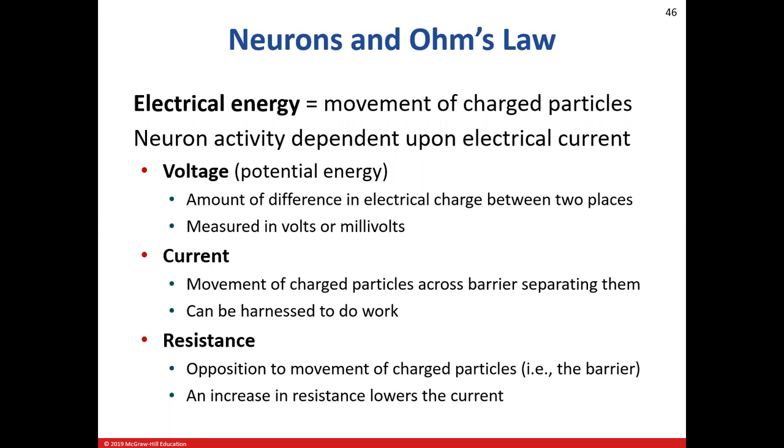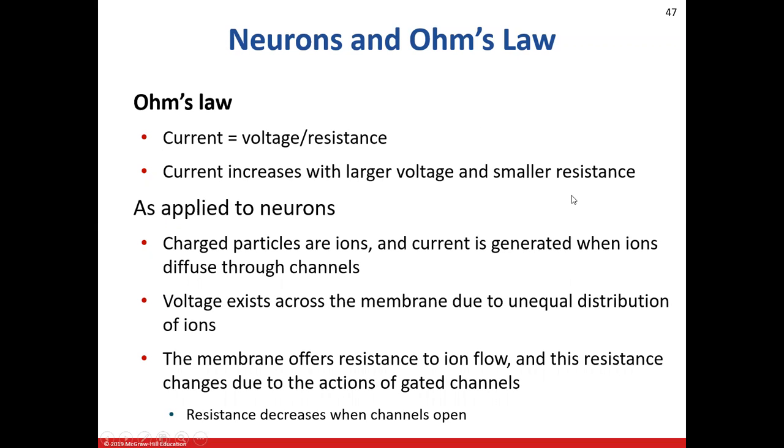And then we have the resistance. The resistance is the opposition to the movement of those charged particles. And that resistance, in our case, is going to be a barrier, or the plasma membrane. An increase in resistance, however, lowers the current. So Ohm's law is where the current equals the voltage divided by resistance. And when we look at current, we're going to notice that it increases with a larger voltage and a smaller resistance.